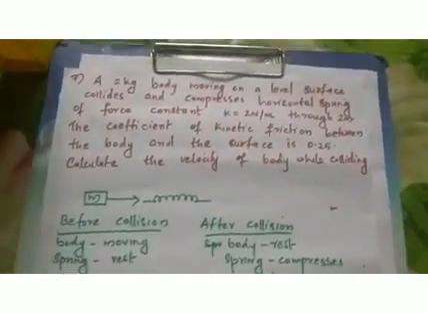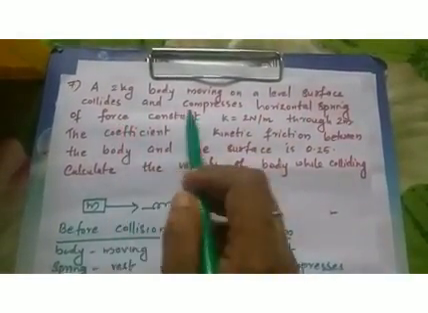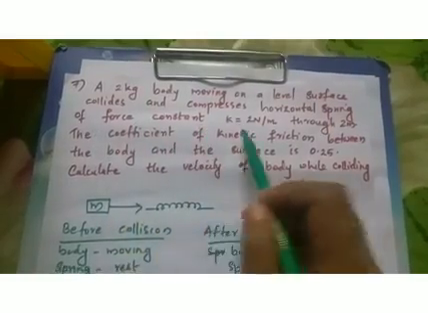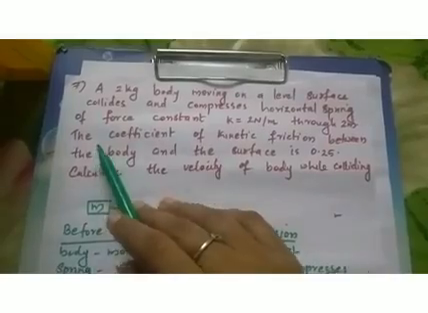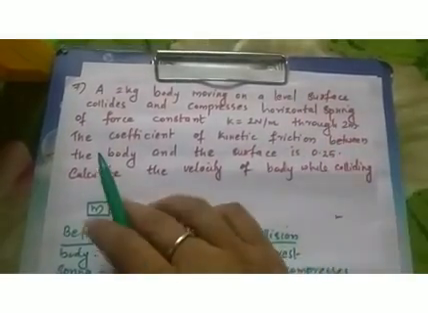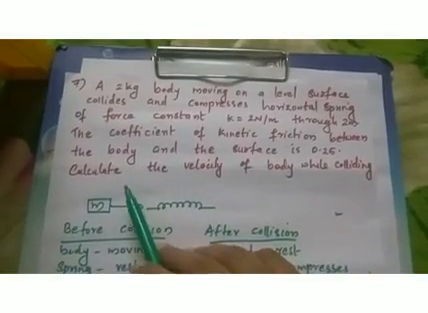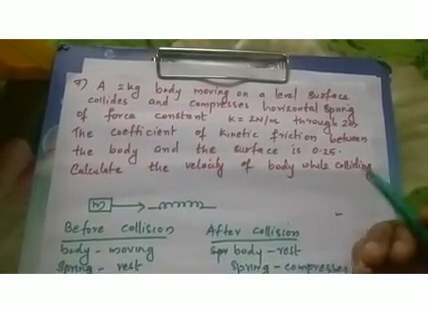Now we can discuss the next question. This is the next question. A 2 kilogram body moving on a level surface collides and compresses a horizontal spring of force constant k equal to 2 Newton per meter through 2 meter. The coefficient of kinetic friction between the body and the surface is 0.25. Calculate the velocity of the body while colliding.